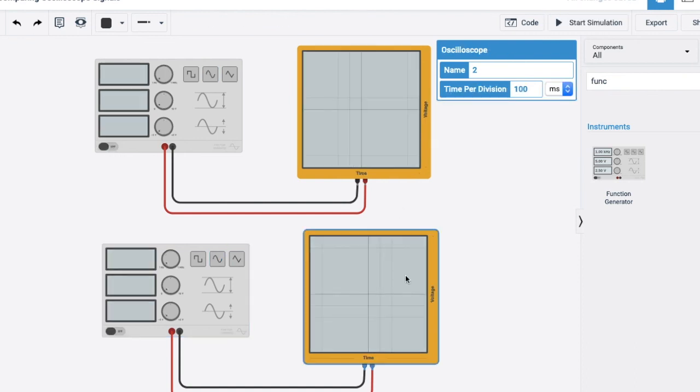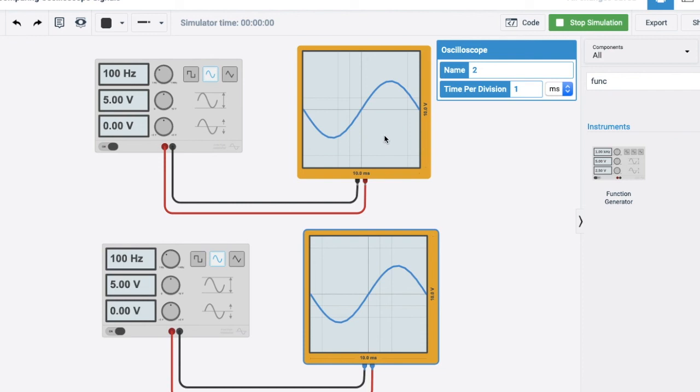so let me update its time per division to 1 millisecond per division and then run the simulation. So I'll have this figure. They have similar waveform because they have equal amplitude and frequency. So I intentionally did that.